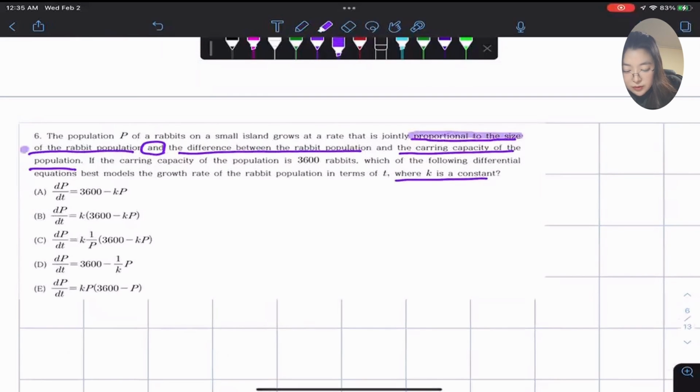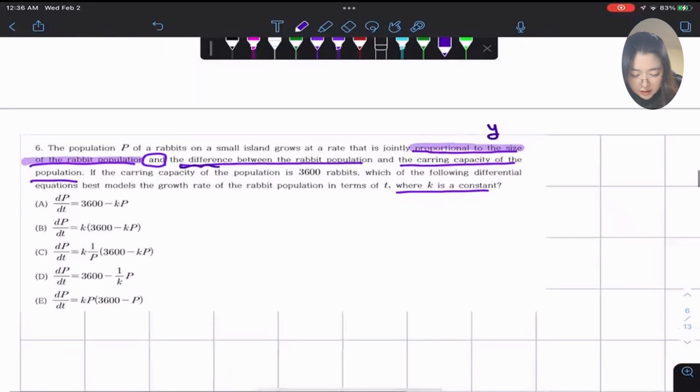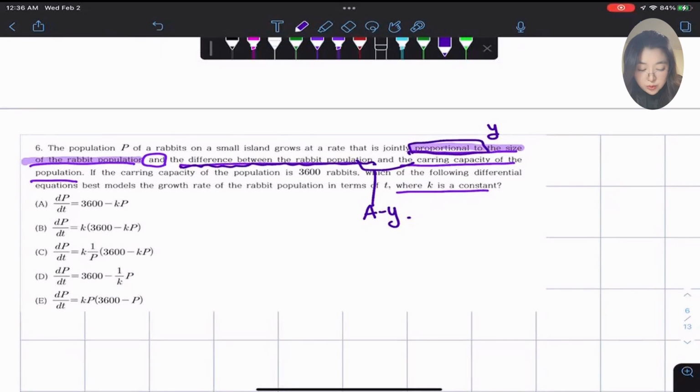Some problems offer statements like this. Proportional to the size of the rabbit population: this is the current amount, usually y. The difference between the rabbit population and the carrying capacity of the population: this is a minus y. Because of these words, proportional to, we need k. So dy over dt equals k times y times a minus y.